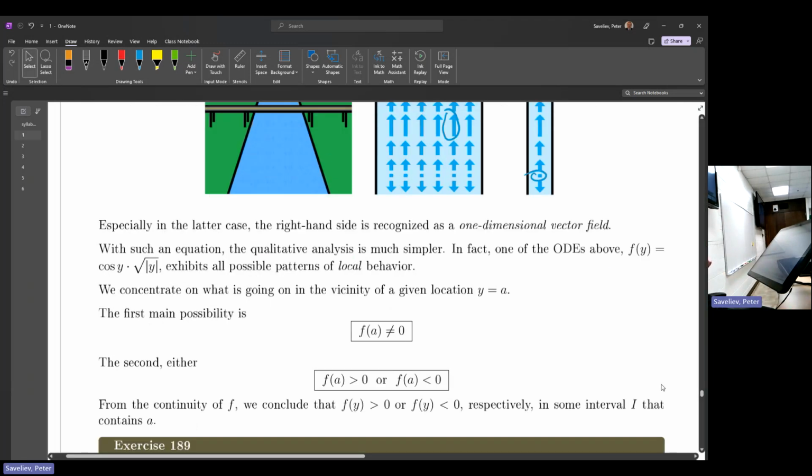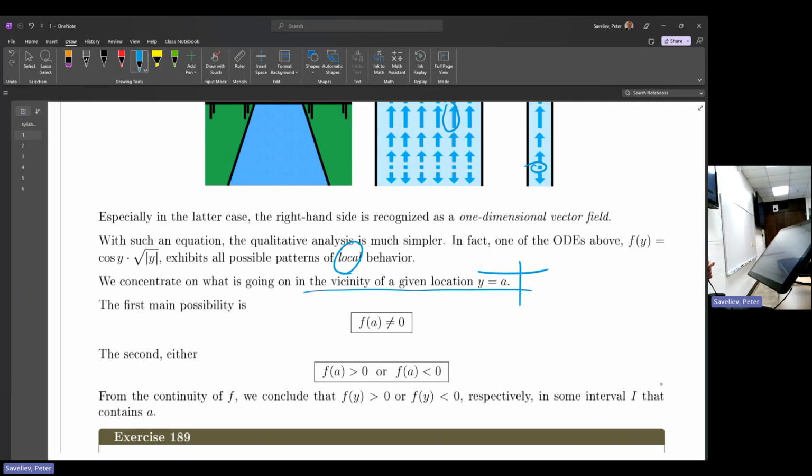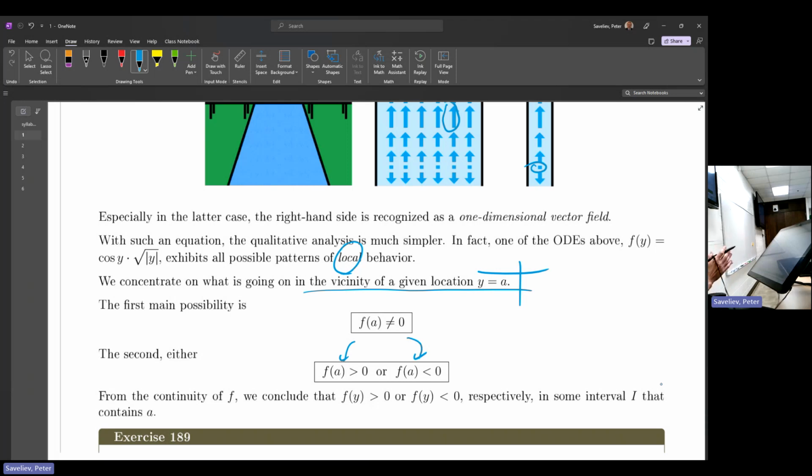So suppose we're looking at a single point, one point in time. That's what local analysis is. Zoom in on every point on the y-axis, one at a time, and there are two possibilities: either the derivative is not equal to zero, or it is. If it's not equal to zero, especially when the function is continuous, then it's either positive or negative, and in the vicinity of that point, once again, it's either positive or negative.